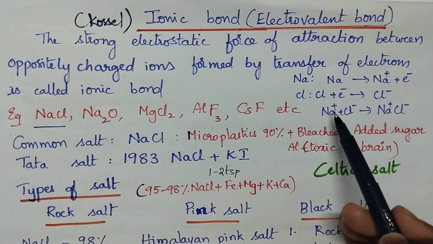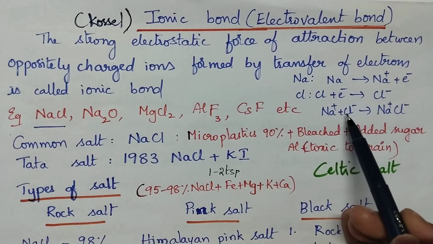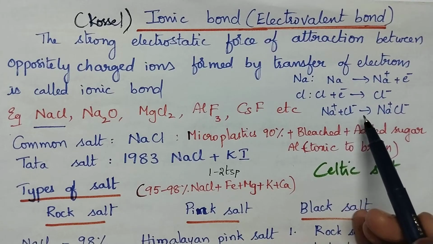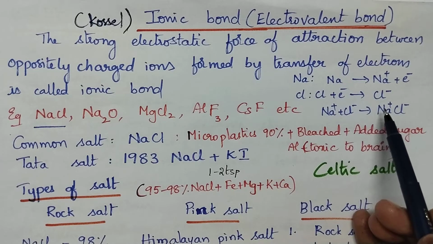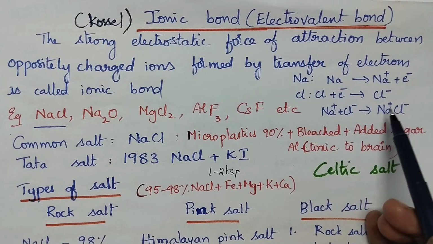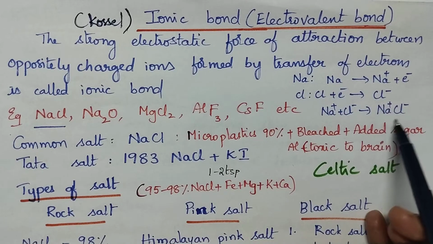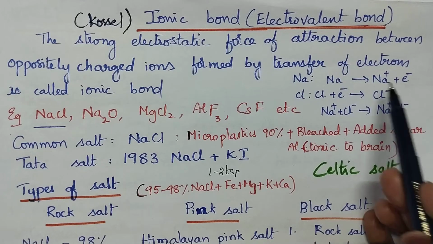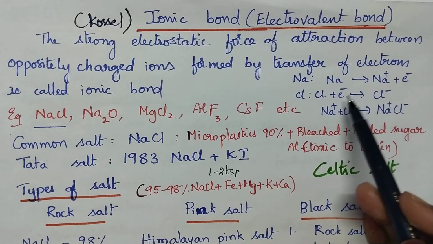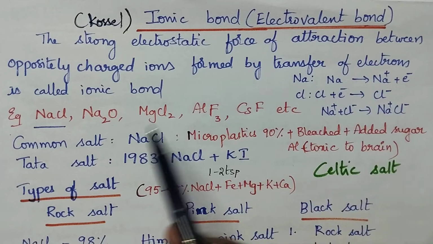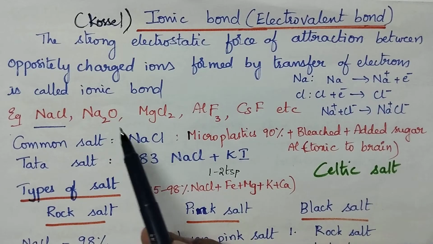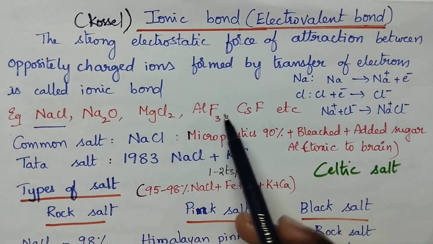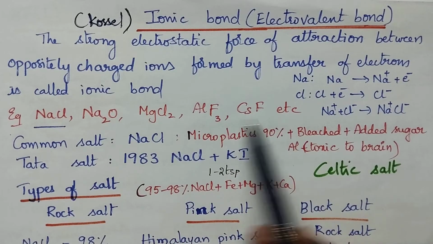During the formation of NaCl, Na+ and Cl- will be attracted and hence it results in the formation of ionic bond. So ionic bond can be defined as the strong electrostatic force of attraction between oppositely charged ions which are formed by the transfer of electrons. Coming to the other examples, they include sodium oxide, magnesium chloride, aluminum trifluoride, cesium fluoride, etc.